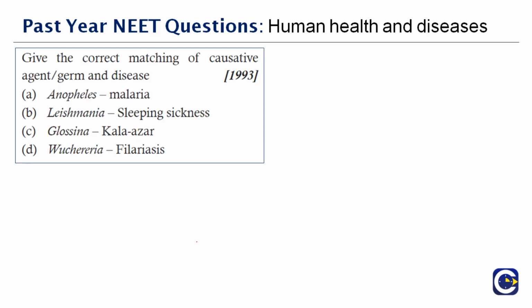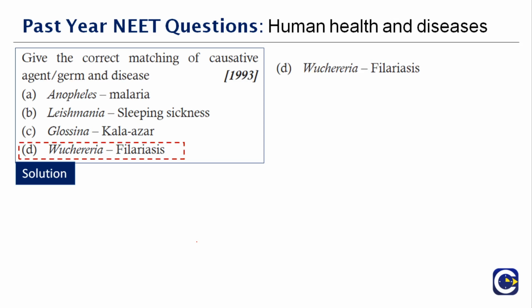Next question here. Give the right matching of the causative agent or the germ and the disease. So you have to analyze here. Anopheles goes for malaria. Then you have Leishmania, goes for sleeping sickness. Then we have Glossina for Kala-Azar and Wuchereria for filariasis. The right answer is option D.